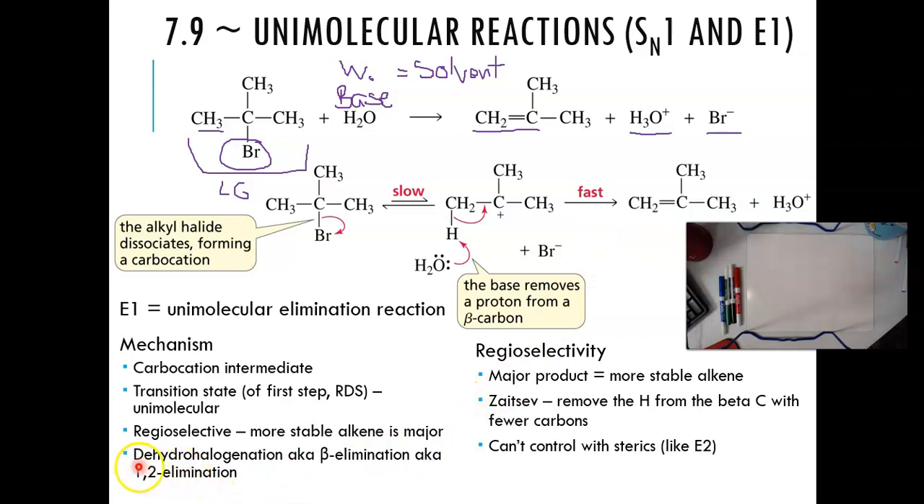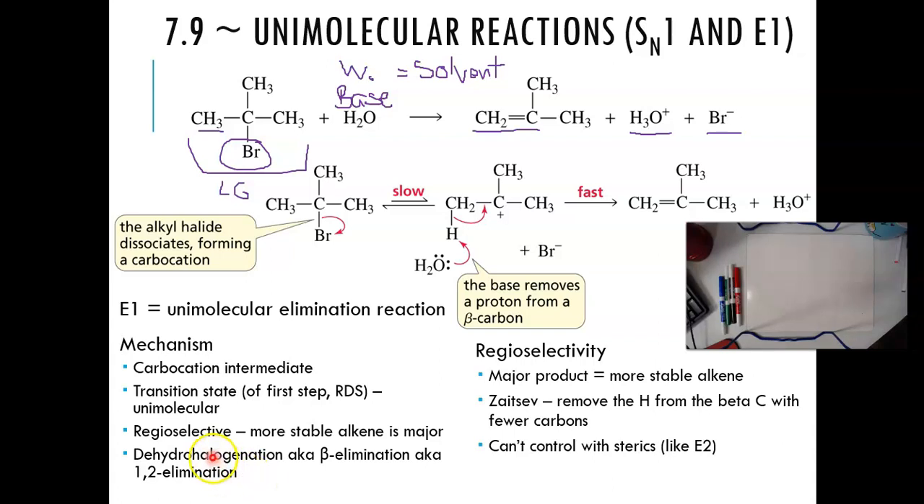We can also call it a dehydrohalogenation, a beta elimination, or a 1,2 elimination, which are all describing what's happening. We're losing a hydrogen and a halogen. We're losing a hydrogen from that beta position, and the hydrogen and the halogen are on adjacent carbons. So all of those names are accurate. We stick to the E1, E2 naming because it's giving us a little bit more information.